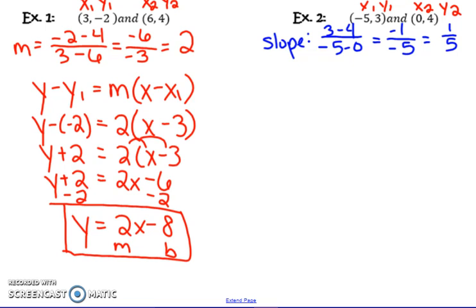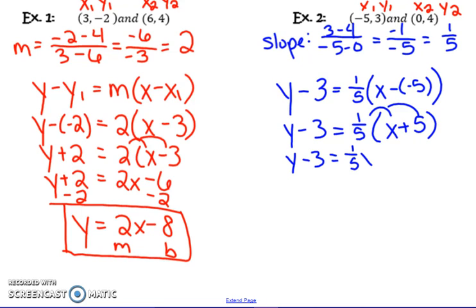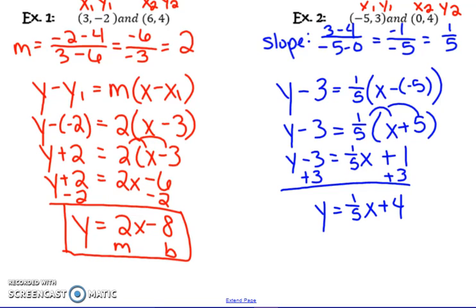From here, we're going to use our point-slope formula. So y minus 3 equals 1/5 times x minus negative 5. Well, if I simplify, I have a negative times a negative, so I'm going to turn that into x plus 5. Now I want to distribute my slope. I have y minus 3 equals 1/5 x plus 1 times 5 is 5. 5 divided by 5 is 1. I'm going to add 3 on both sides, and I am left with y equals 1/5 x plus 4.